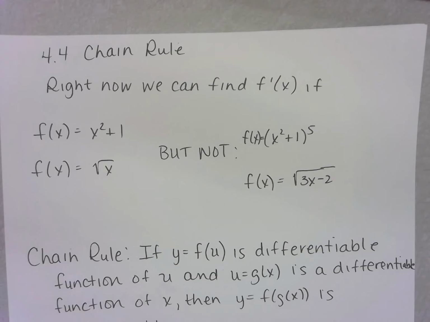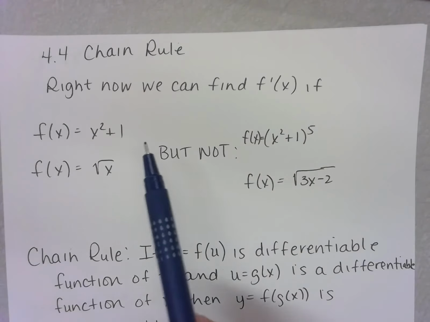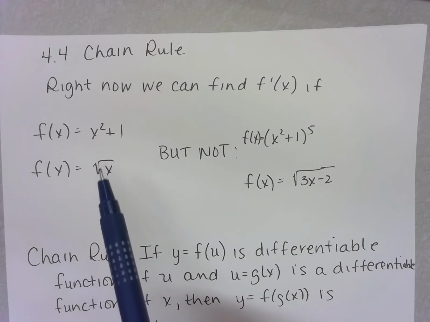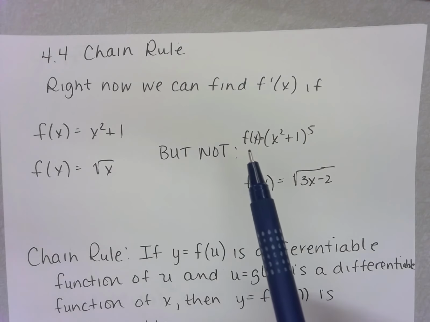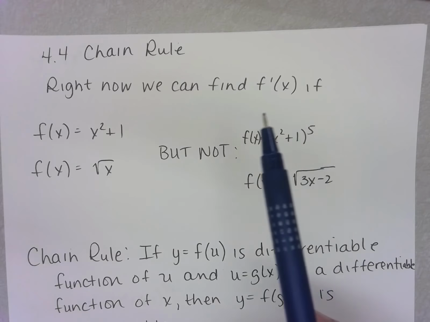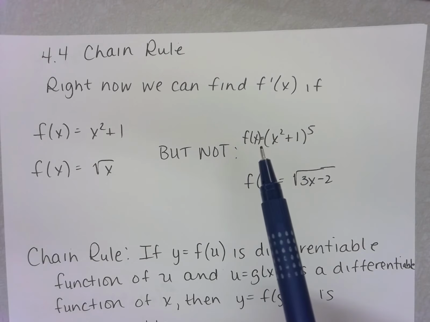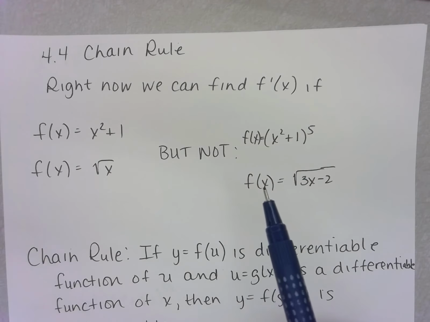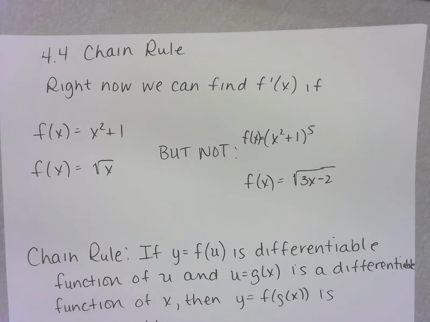So if you noticed, so far we've only been able to find f prime if f looks like this, like x squared plus 1 or just the square root of x. We can change it to x to the 1/2. But we've not done anything that looks like this with the composition of functions, right? I have one thing inside of another. f of x is the quantity x squared plus 1 to the 5th, or f of x is the square root of something more than x, right? The square root of 3x minus 2.